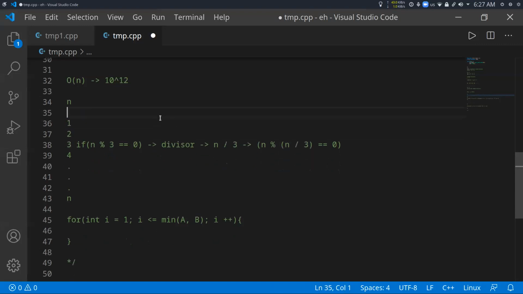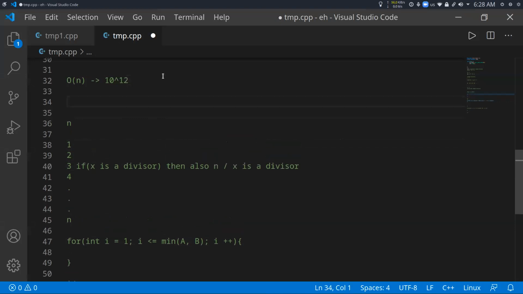Okay, so that relation is true for every divisor. So if x is a divisor, then also n over x is a divisor. Do you all agree with this? So if x is a divisor, then n over x is a divisor. So let's take, for example, 12 or 24.